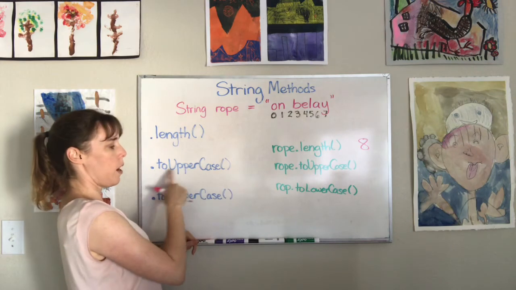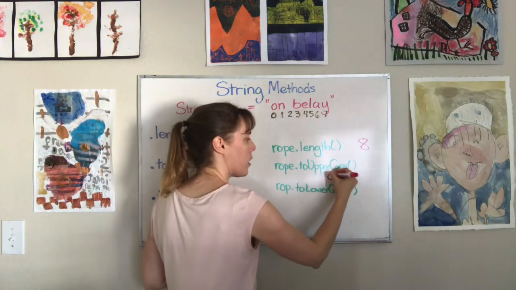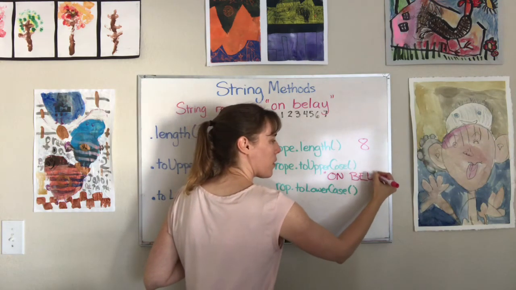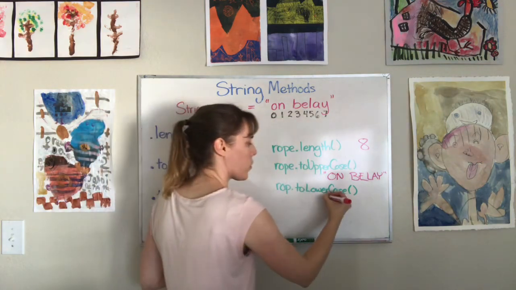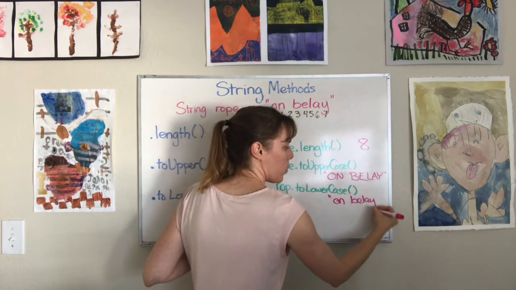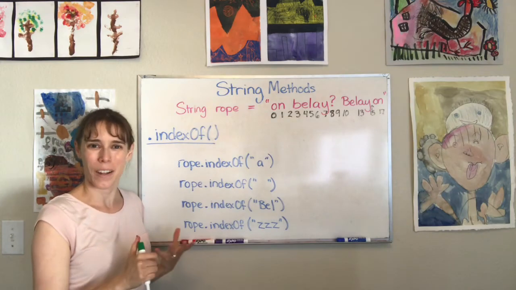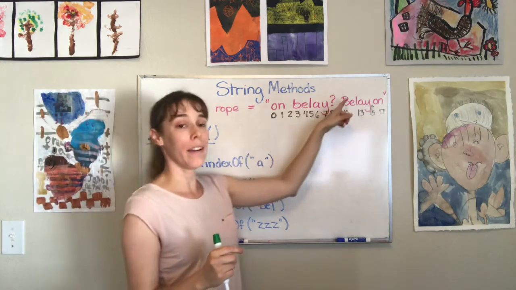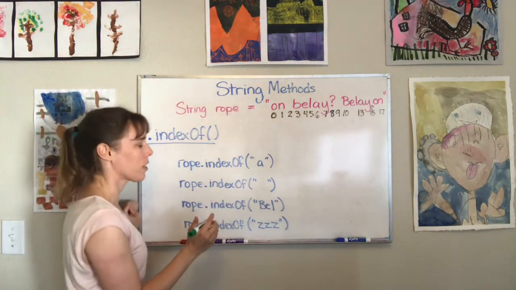Okay, to uppercase. To uppercase is going to take on belay and do exactly what you think it is. It's going to return the string with everything as capital letters. To lowercase, we'll just return the lowercase version of it. Those are the easy ones. For the last method I'm going to talk about, I actually extended our string. So now rope is on belay, belay on, which is what we would say when we were starting to climb.